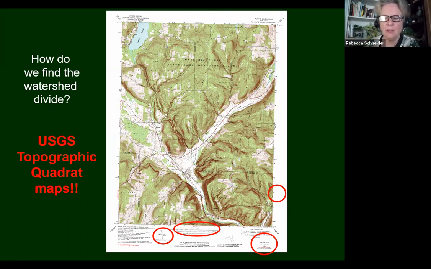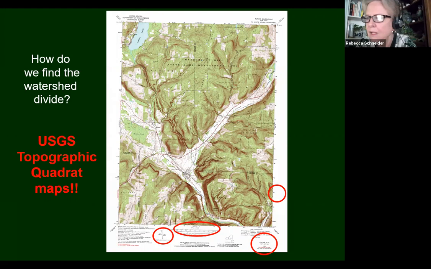And what's really great is that the U.S. Geological Survey, back in the 1950s, mapped the entire continental United States at a very fine resolution. They divided it into these topographic quadrats, 1 to 25,000 scale, so you can actually see buildings. And every one of the quadrats has on each side of it the name of the next quadrat on each compass point.